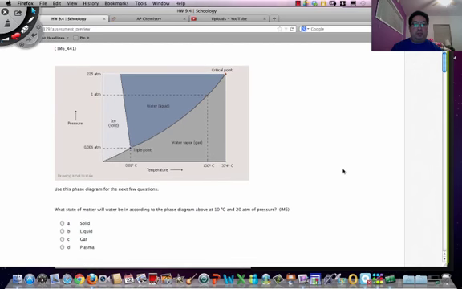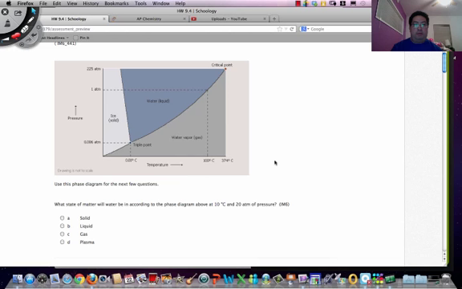Okay, so here I'm looking at question 1, and here we have our phase diagram. The first few questions deal with this phase diagram, but basically what they're asking us is, if we're at 10 degrees, which is about here, and 20 atmospheres of pressure, which is about here, so I'll plot it right about here. So if we're at 10 degrees and 20 atmospheres, we're somewhere in this region here.